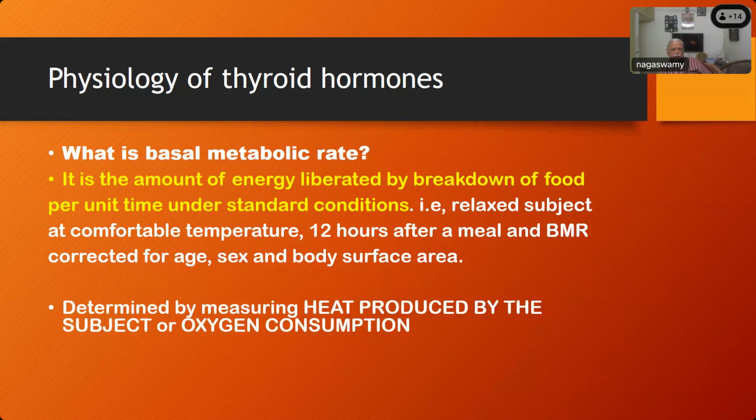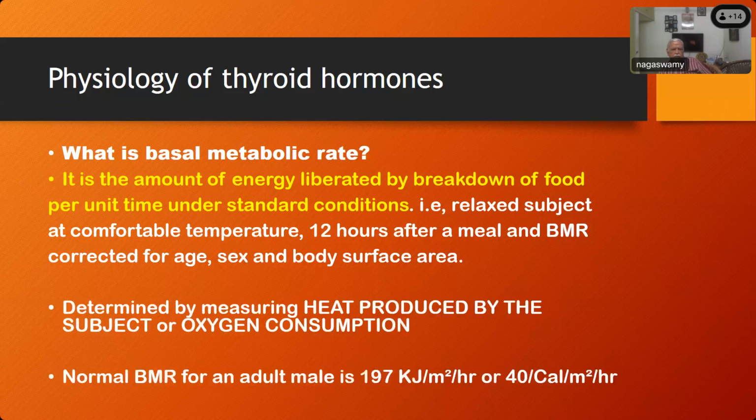And it is measured by heat produced by subject or oxygen consumption. The normal BMR for an adult male is 197 kilojoules per square meter per hour or 40 calories per square meter per hour.